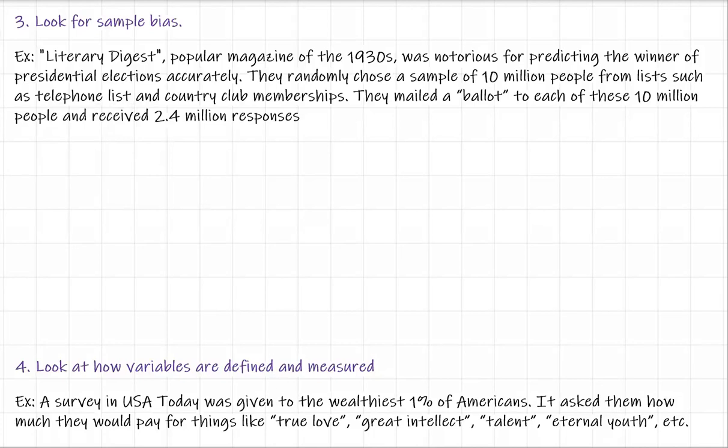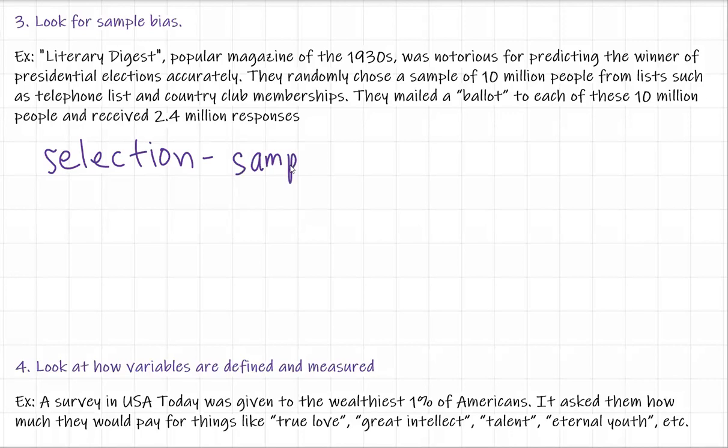Think to yourself, where are you seeing selection bias here? Okay, well, remember, selection bias has to do with choosing a sample that is not representative of the population. Okay, so they chose 10 million people from telephone lists and country club memberships. Do you think every single American back in the 1930s either owned a telephone or was part of a country club? Absolutely not, right? So that's the issue.